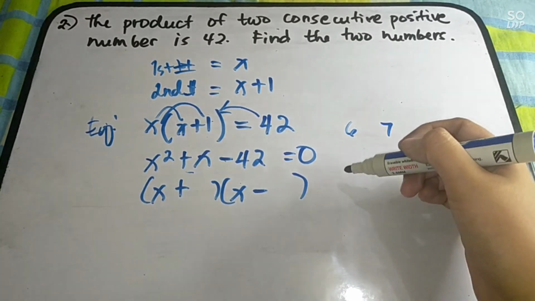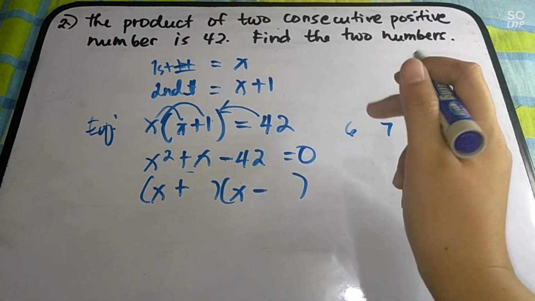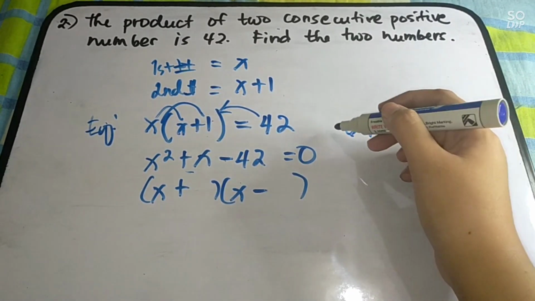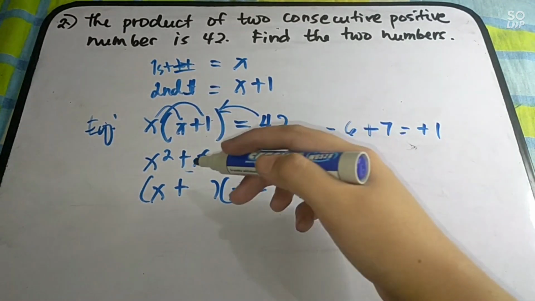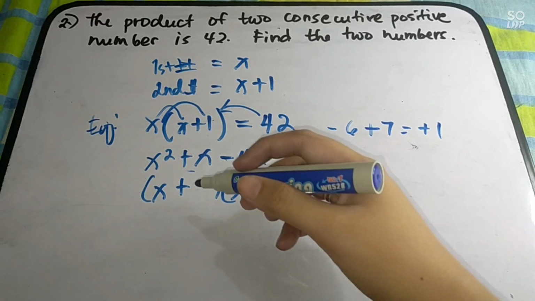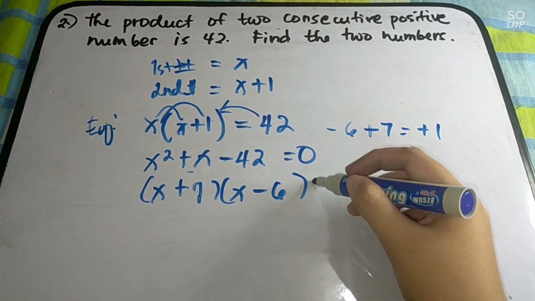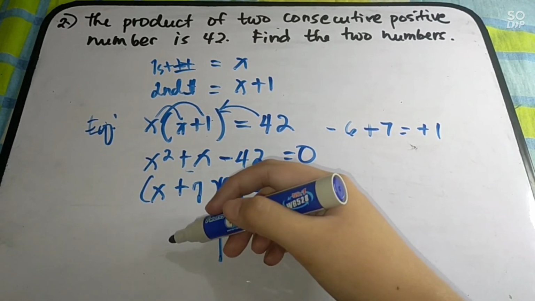However, which is positive and which is negative? Since it is positive, you take the higher number, that one gets the plus sign. So this is the higher number, which is 7. This one will be minus. If you subtract it, it becomes positive 1. So it came out. So here is positive 7, and here is negative 6. Then equal to 0.